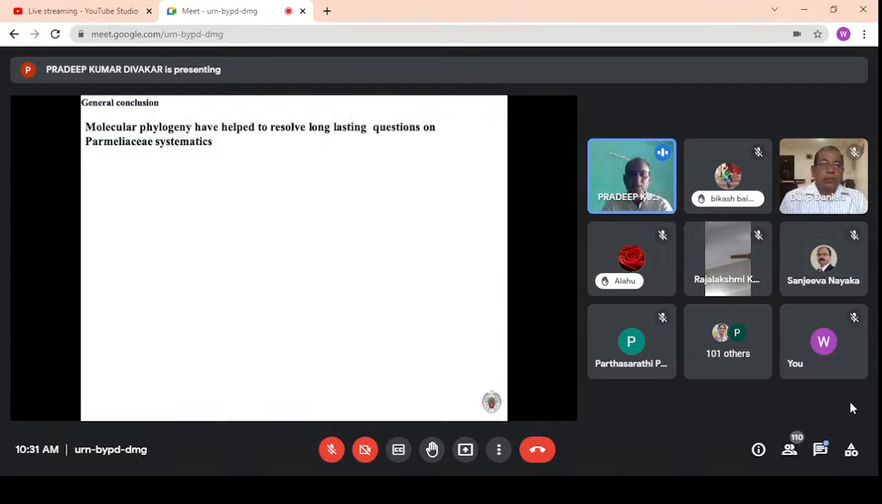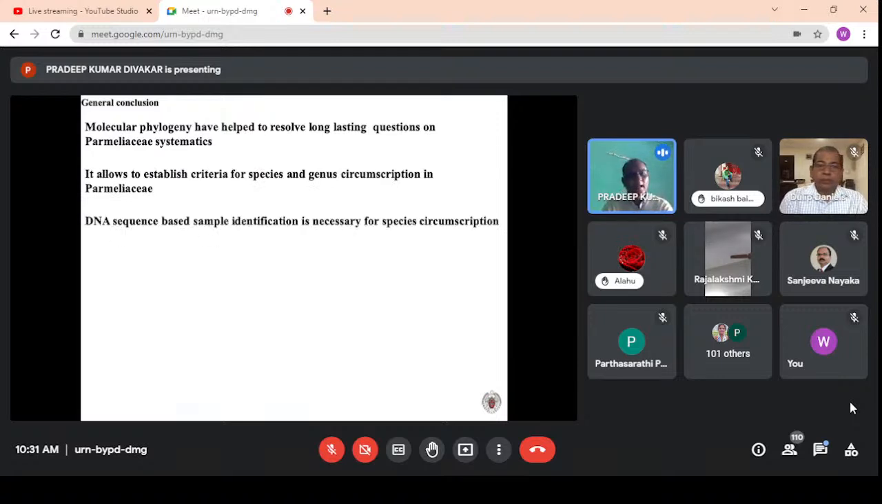So the molecular phylogeny has helped to resolve long-lasting questions on Parmeliaceae systematics, as you have seen earlier, and it has also allowed establishing criteria for species and genetic circumscription in Parmeliaceae. And also today, with the knowledge we have in Parmeliaceae, I can tell you with confidence that DNA sequence-based sample identification is crucial for species circumscription, not only in lichens, not only in Parmeliaceae, but in fungi in general.